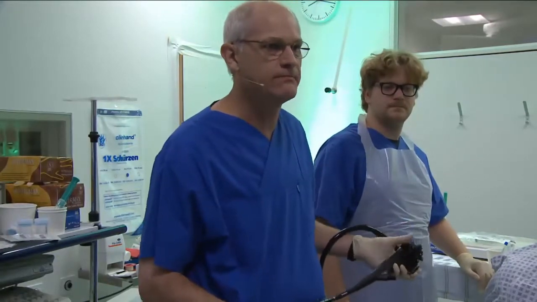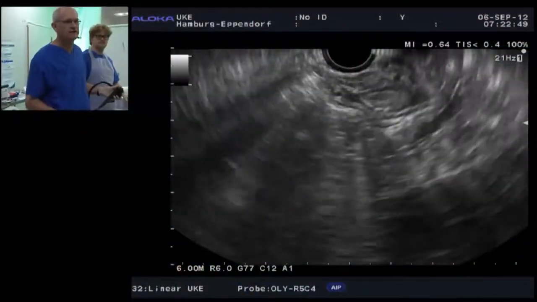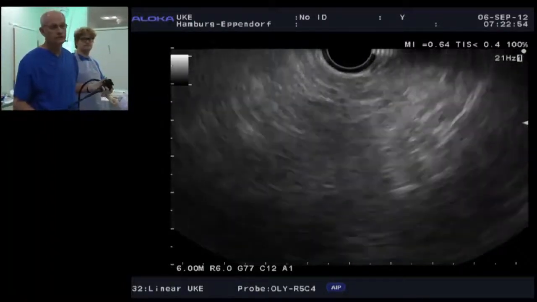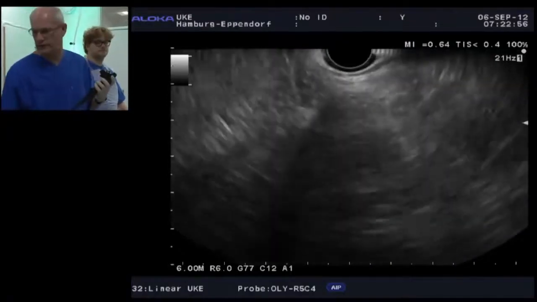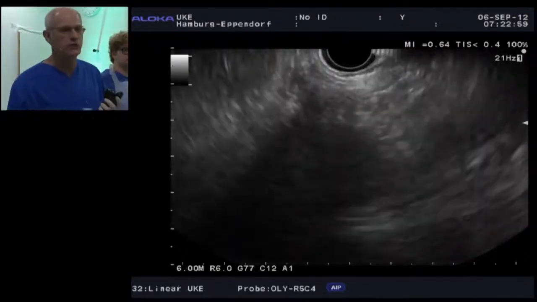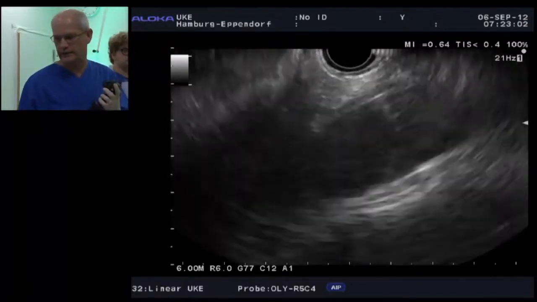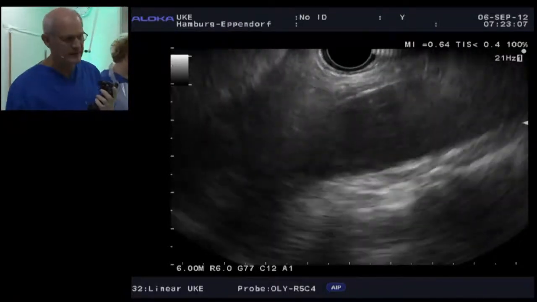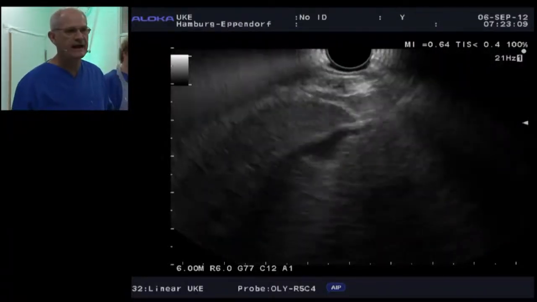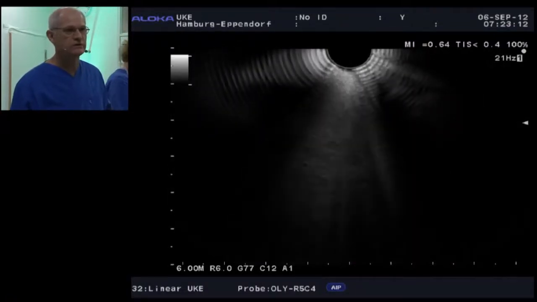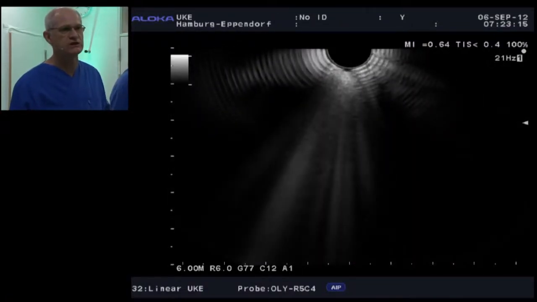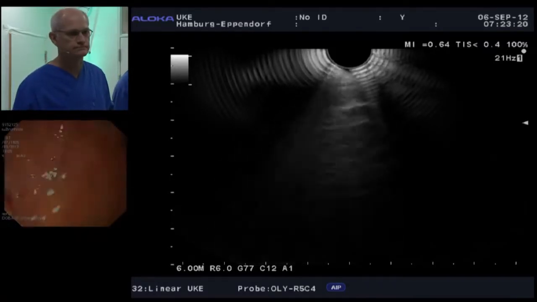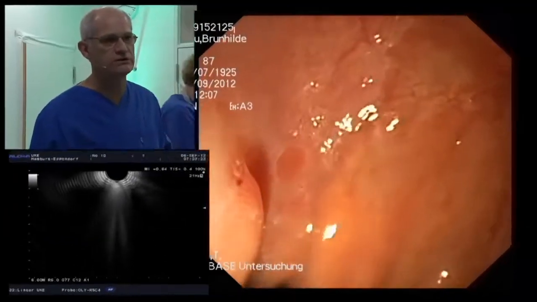As many of you know, I try to teach a very organized approach to using either the radial or the linear array echoendoscope. And I want to try to review for you the anatomy using the linear scope. If you have the endoscopic image, you can see that I'm beginning the examination at the GE junction. So there's the squamocolumnar junction.